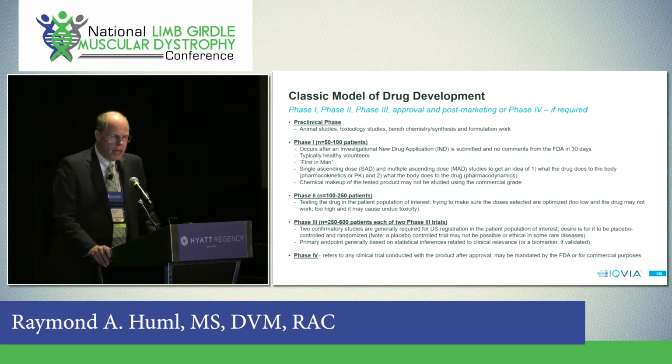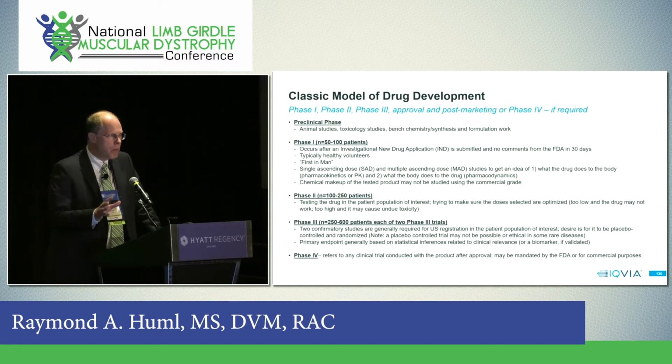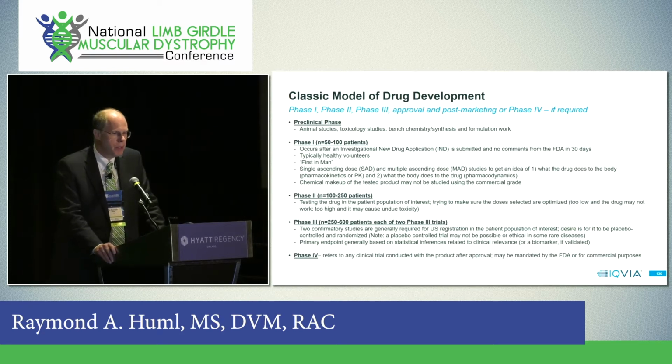So what would be an average size of maybe phase 1? That's the first time it's in human. So first in human, you'll hear that term too. Typically, and this isn't in rare disease, but in the classic model of drug development, that's say 50 to 100 patients, so a small number of patients. And that occurs after the investigational new drug application is submitted. It's also called first in man, like I said. And you'll hear things like SAD and MAD, single ascending dose or multiple ascending dose studies, to get an idea of what the drug does to the body.